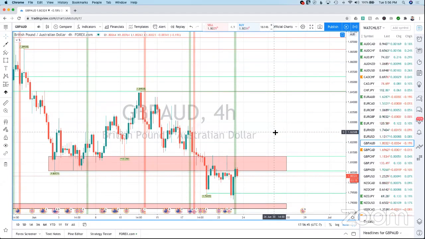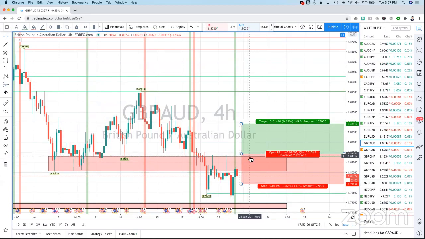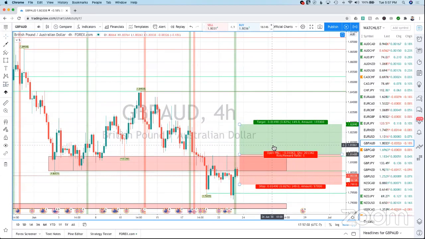Right here we have a buy signal, but it's inside a zone right now. So in order for there to be an entry, we'd have to have price break above this area right here. Once price breaks above this zone, it would provide a buy entry somewhere around this area, for about 150 pips.